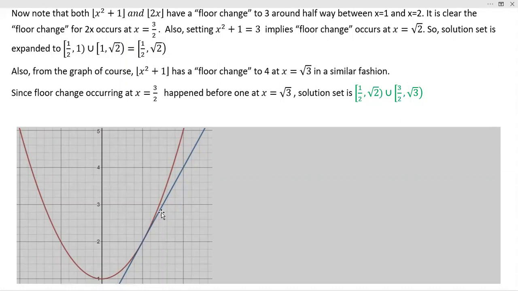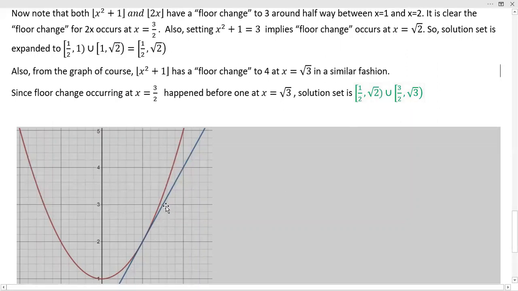And so now, in a similar fashion, there's going to be a floor change at 4 for the red graph, all right? And that's going to happen at √3, all right? And so that's why we have to add 3/2 to √3 onto the solution we just created, right? Because for the very same reasons. Again, √2 is where the red graph changed its floor. It went from a floor of 2 to a floor of 3, all right? And so that's why √2 had to be closed parens.